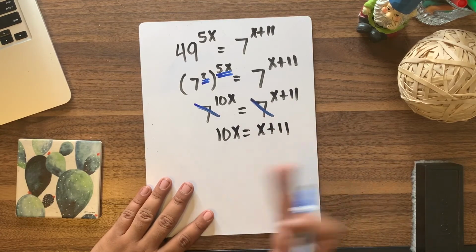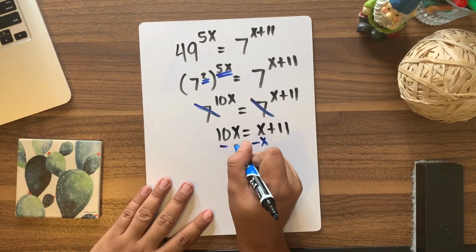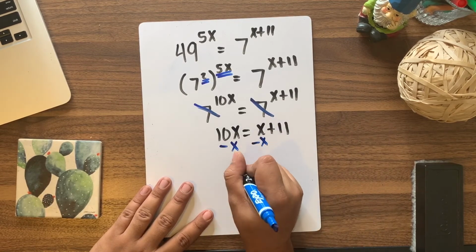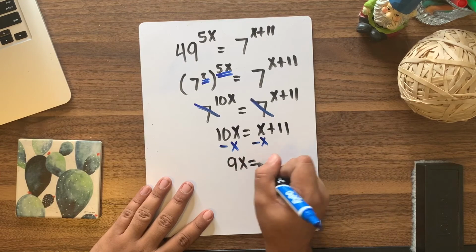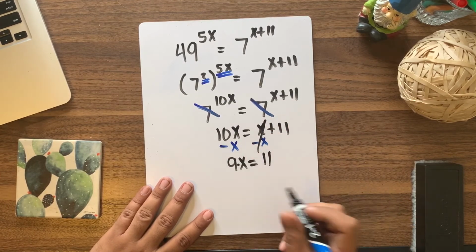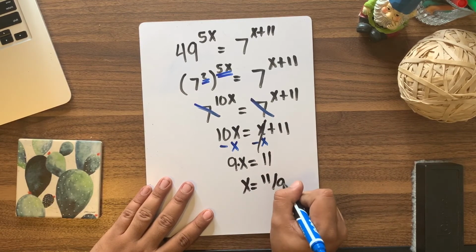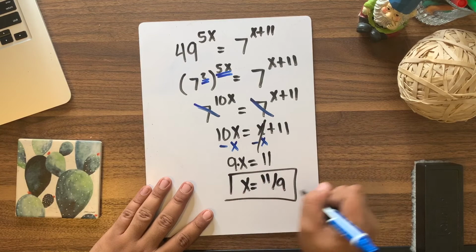We do have x's in both sides of the equation, so let's move this x to the other side, and you end up with 9x equals 11. Let's divide both sides by 9, and you end up with 11 divided by 9, which is 11 ninths.